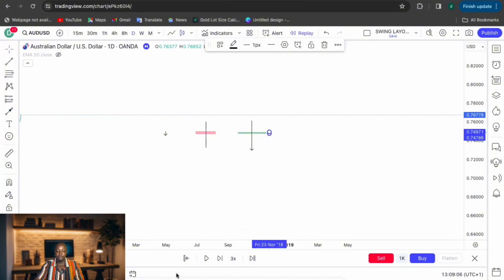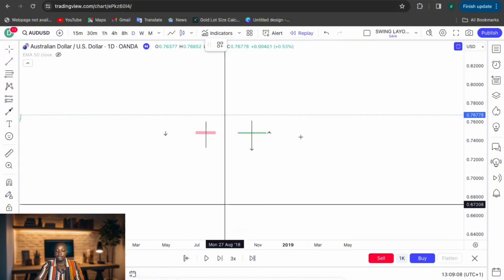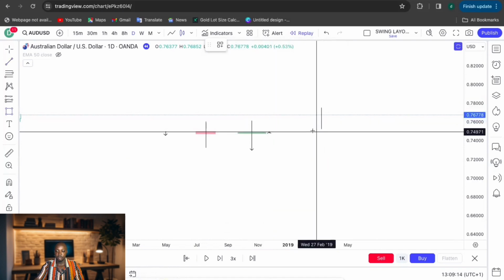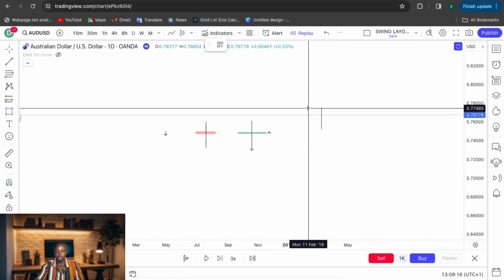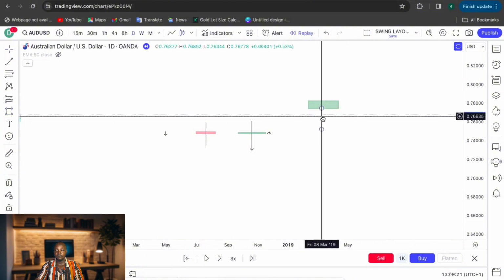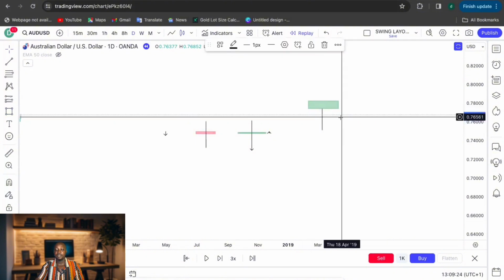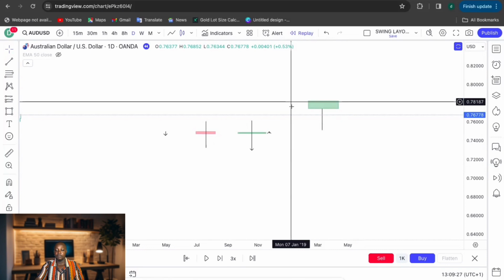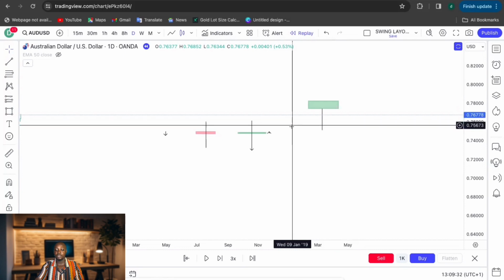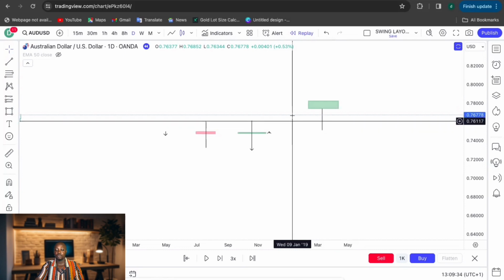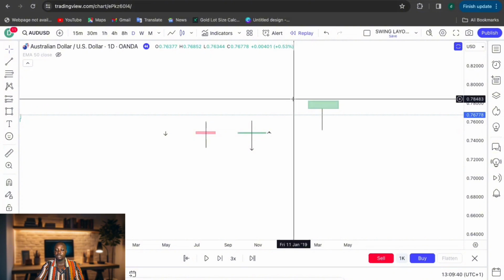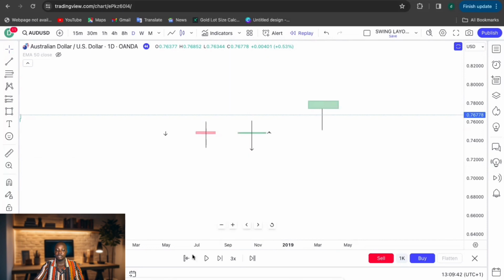Now, a hammer candle, I'll just run through this. A hammer candle looks something like this. This is what a hammer candle looks like. This simply means that there is buying pressure in the market, because this was the opening price of the market. The sellers came, pushed the market all the way down here, but the market came back and took control and closed the market at the highs of the range here. So this simply means that the buyers are in control of the market.